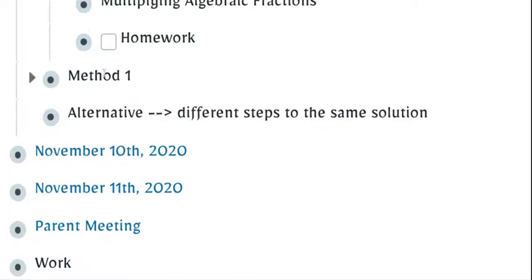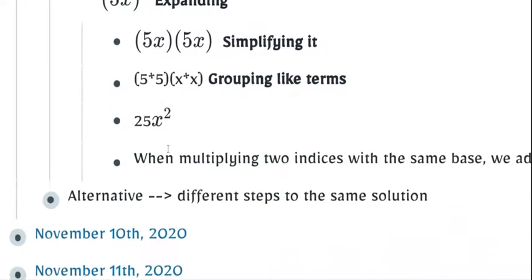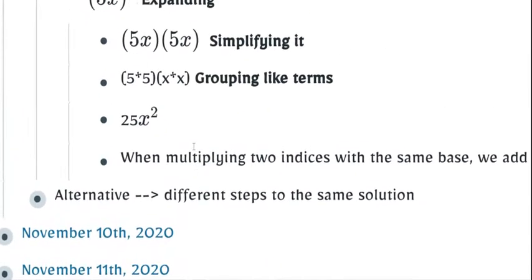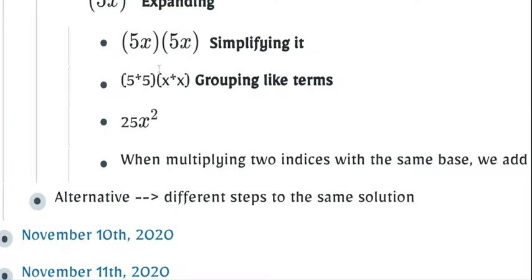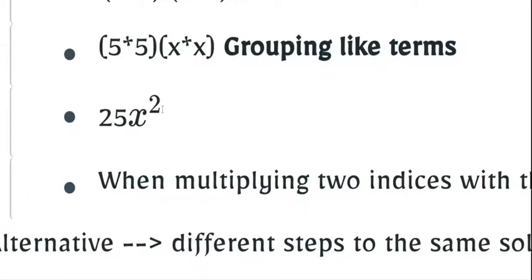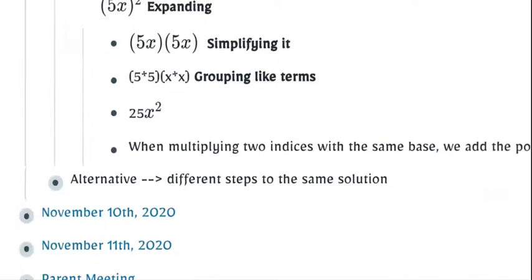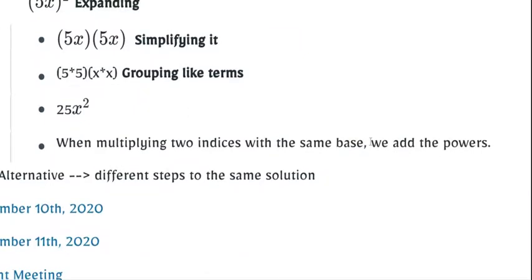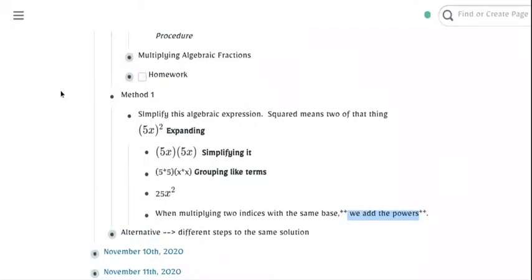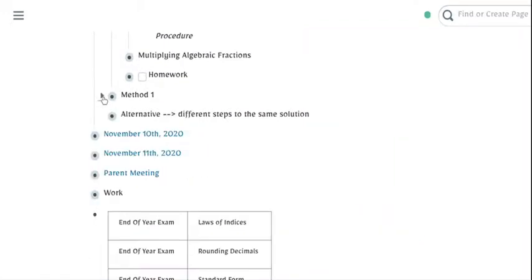But try to remember that when you multiply indices, what happens to the power? When you multiply x times x, what happens to the power? Anyone? Add the power. Right. Highlight that. We add the powers. All right, let's do one more example, just to ensure you understand. Let's do a complex example.